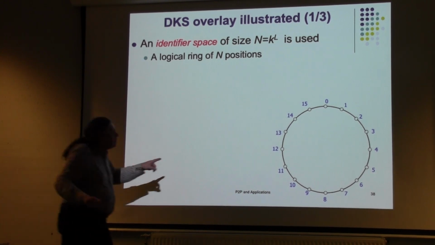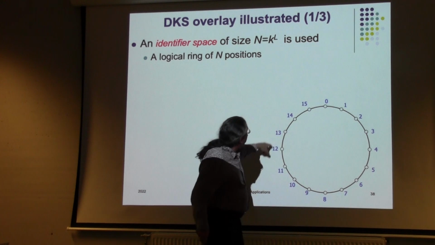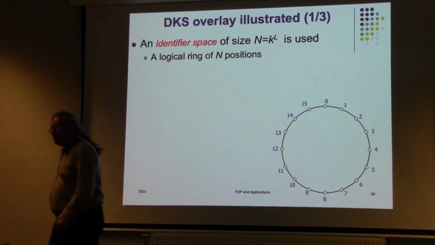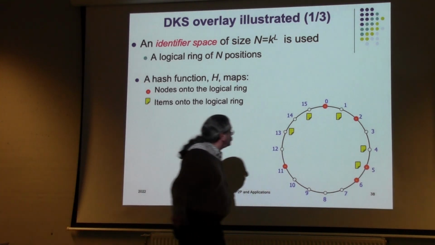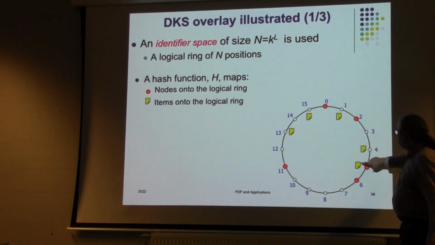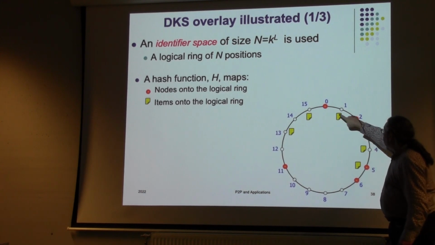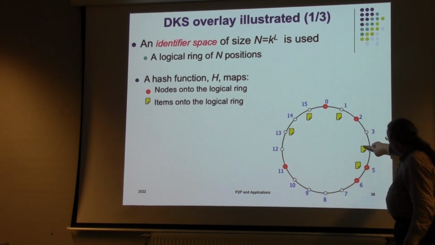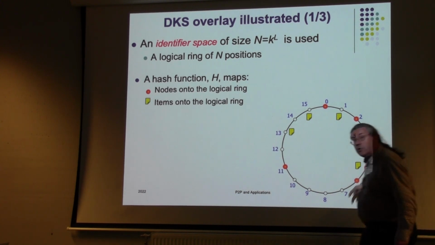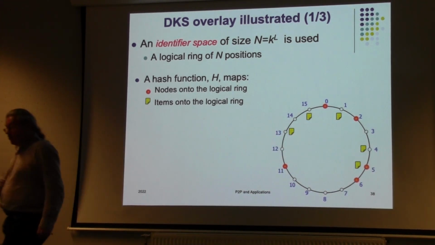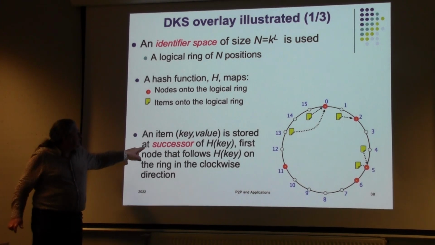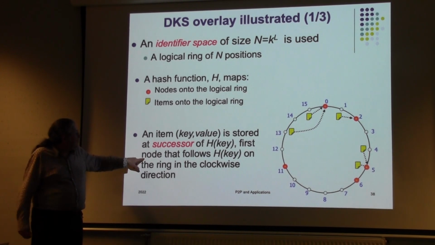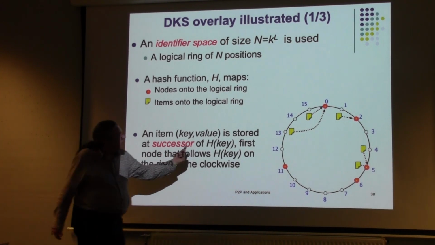So here again you have a ring. Again, let me just show 16 possibilities. You have a hash function, and you have the nodes, which are the computers, and then the files. Each of these maps to a number. The files go to the next number on the ring for which there exists a computer. An item is stored at the successor. The successor is the first node that follows on the ring in the clockwise direction.